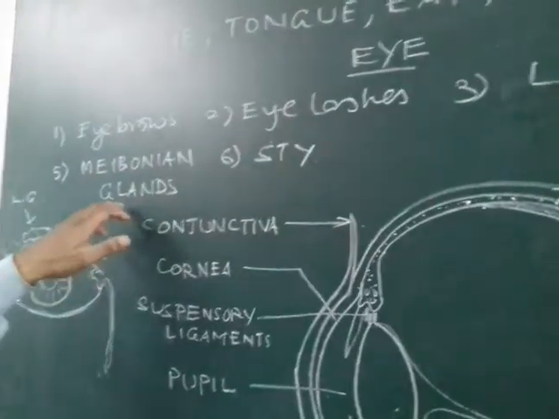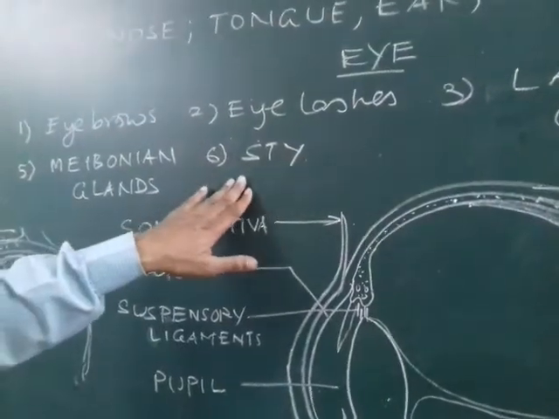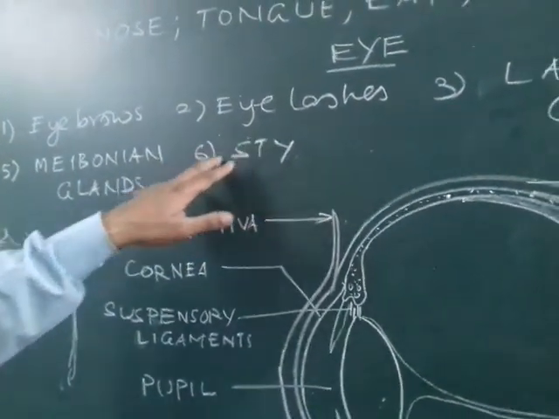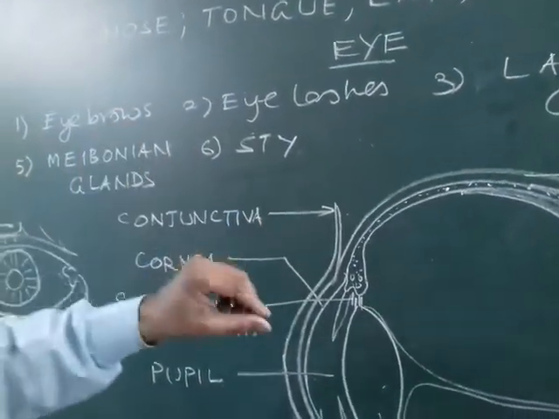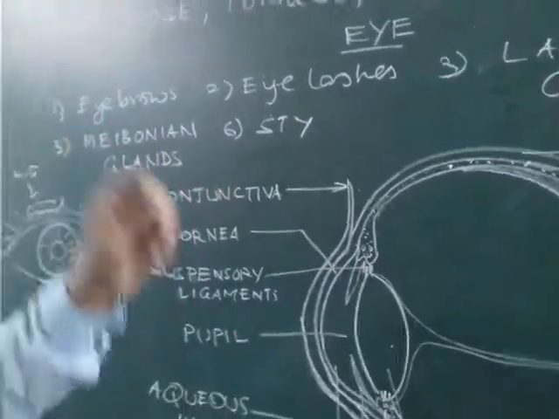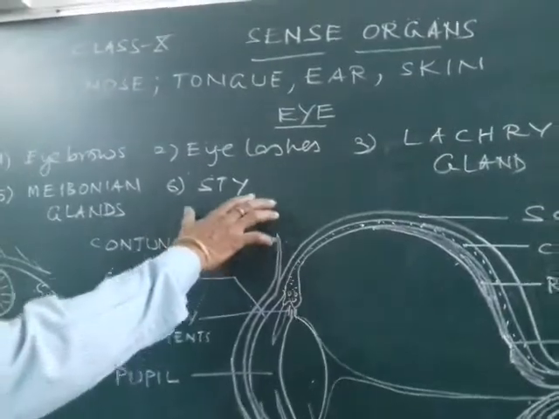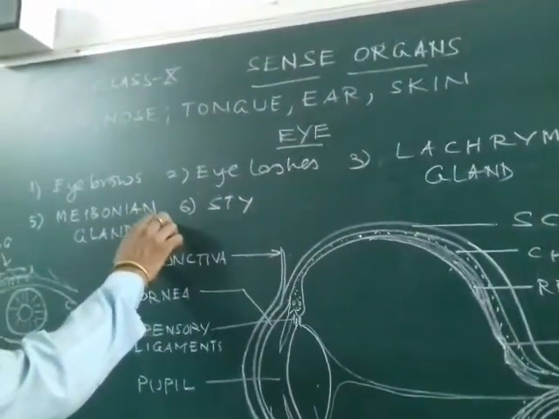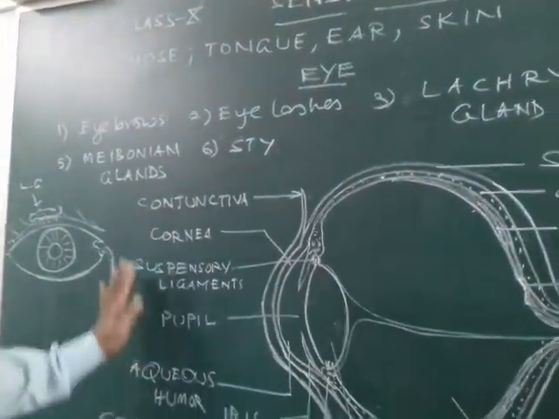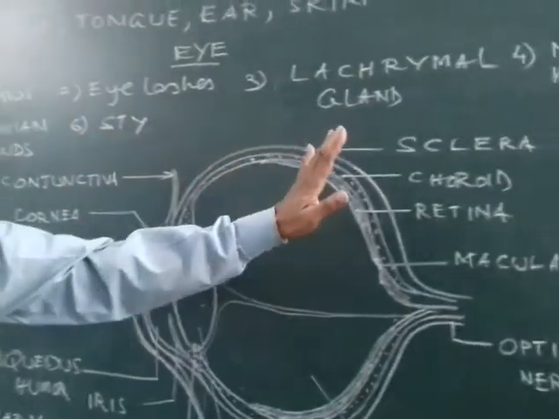And sometimes the meibomian gland is infected, then there is a swelling or a type of pustule formed in the eye that is called the stye. So you must know this. The stye is actually an infection of the meibomian glands. Now let us go to find out the anatomy of the eye.